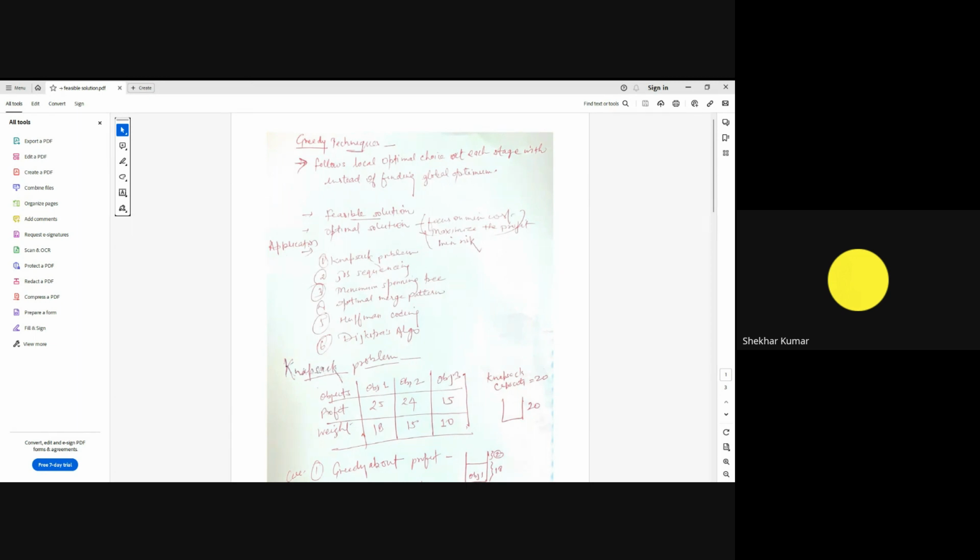What should be the minimum cost? Or it can be maximum profit. In every stage, it will look for the maximum profit. It will also focus on minimum cost. What should be the minimum cost? And what are the risks in this solution? It will also look for the minimum risk.